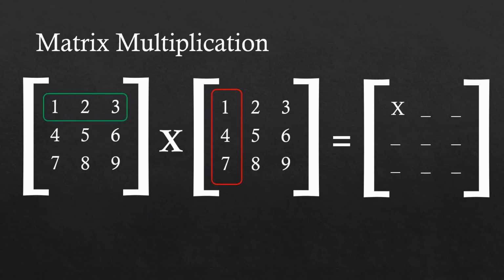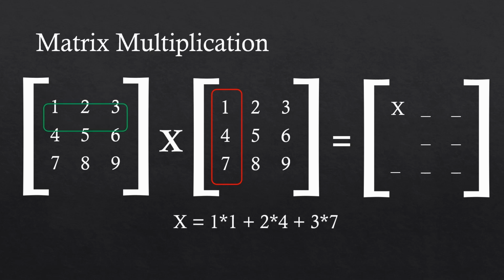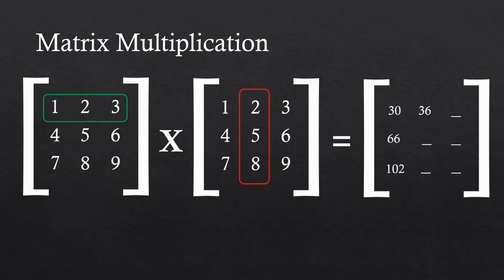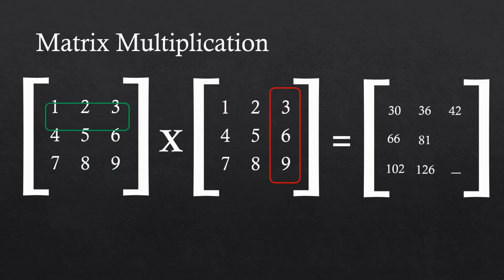We first have to multiply the first column of the second matrix with each row of the first matrix and use the results to fill out the first column of the resulting matrix. We then repeat this with the remaining columns of the second matrix to get the result of multiplying the two matrices.